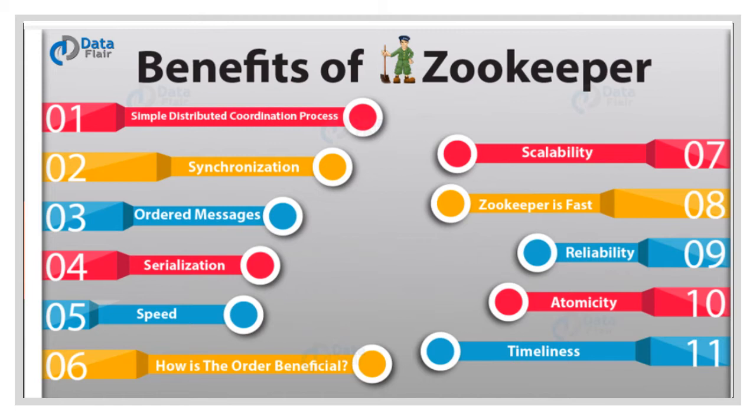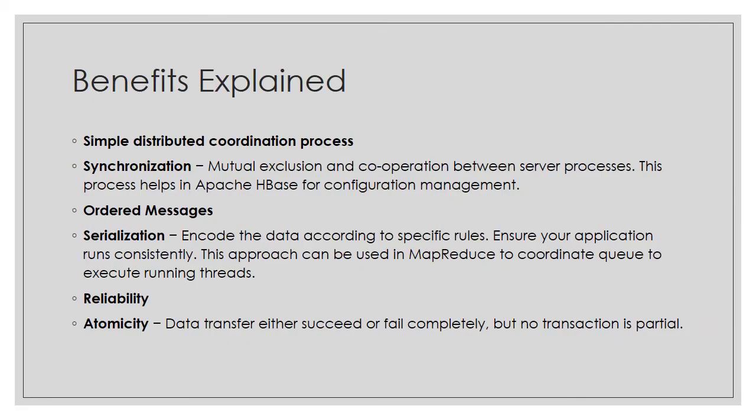So we find that the Zookeeper has so many benefits to the Hadoop ecosystem. These benefits are further explained in the next slide. So on synchronization, there is mutual exclusion and cooperation between server processes. This process helps in Apache HBase for configuration management. Serialization encodes the data according to specific rules and ensures your application runs consistently.